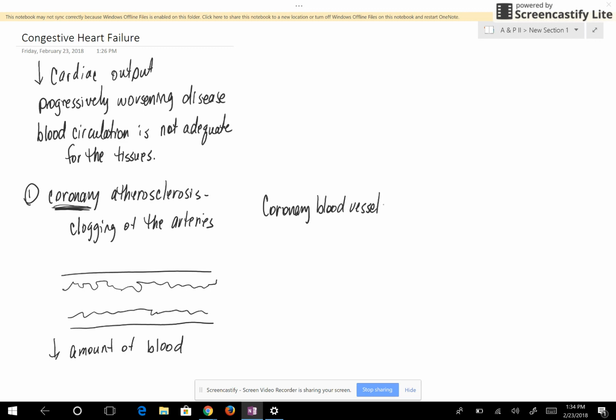What are the coronary blood vessels? The coronary blood vessels include the right coronary artery, the left coronary artery, the circumflex artery, and the anterior and posterior interventricular arteries.